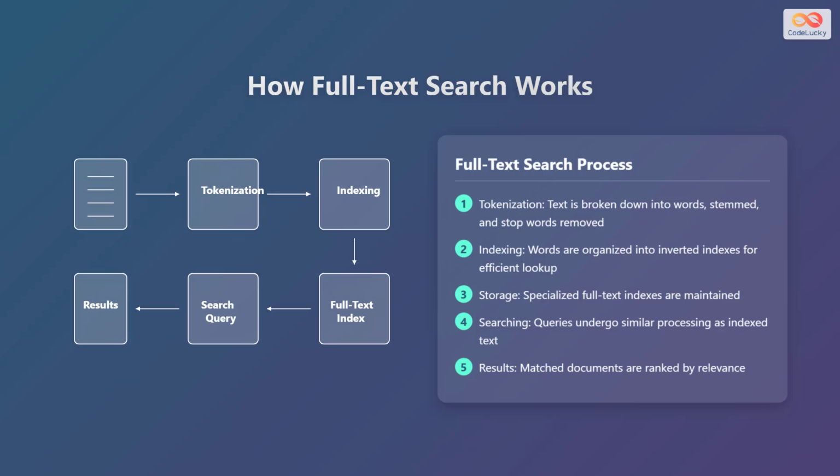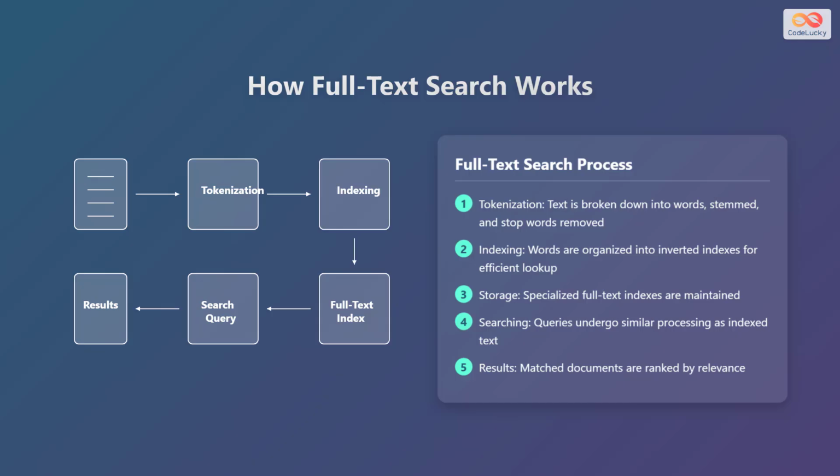Let's explore how full-text search works. The first step is tokenization, where text is broken down into individual words. These words are then stemmed to their root form, and common stop words like a, the, and is are removed. Next is indexing, where these words are organized into inverted indexes, which allow for efficient lookups.